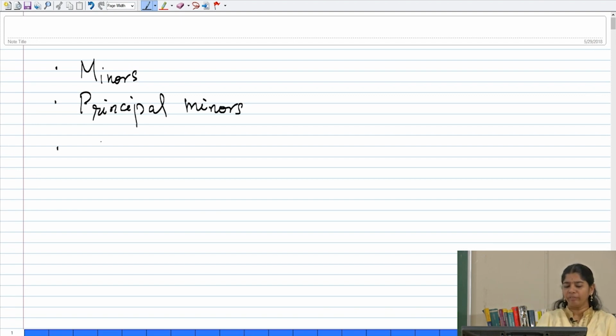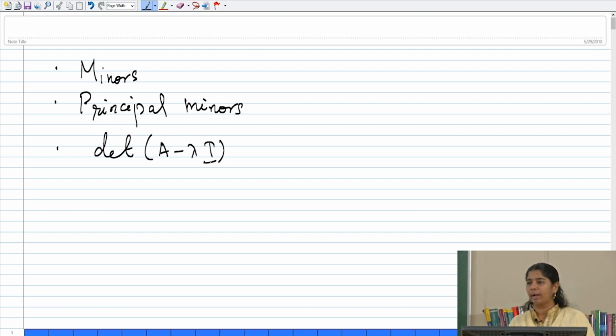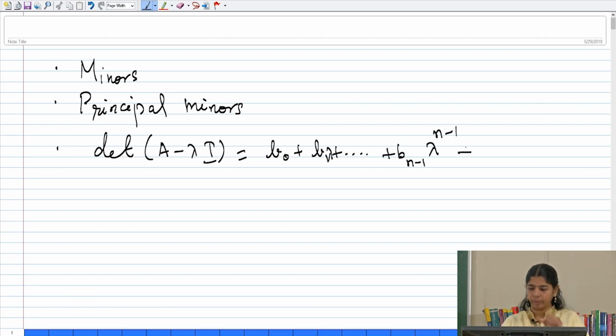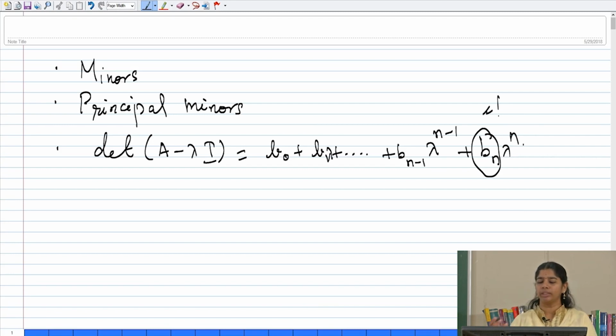Suppose I have the determinant of A minus lambda I for any square matrix A, and suppose we write it as B0 plus B1 lambda, up to Bn minus 1 lambda power n minus 1 plus Bn lambda power n, and usually this Bn is going to be equal to 1 in our case. With this representation, we started talking about how these coefficients are connected to the minors.